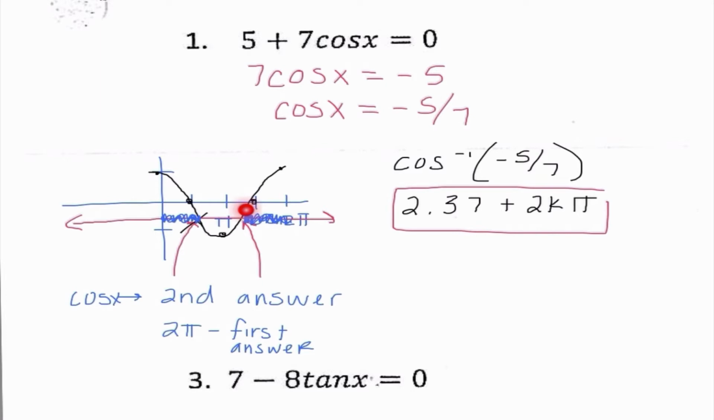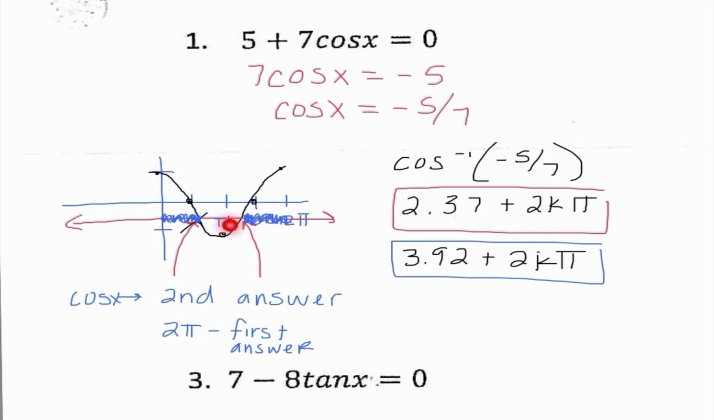And so when I put that into my calculator, I end up getting an answer of 3.92, and I know this is plus 2k pi as well because it's happening and repeating every single 2 pi. So these are going to be my two different answers. Now, we definitely could have done this without using our graphing calculator, without graphing it. However, it gives me a really visual picture as to why we get these two answers and where they actually come from.